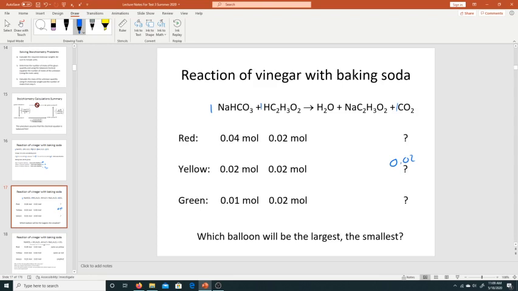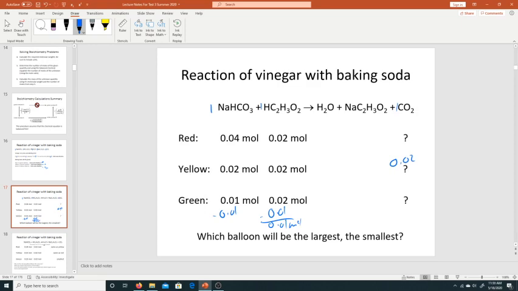Now what about the green one? What happens when I use up 0.01 moles of baking soda? If I use up all of this, how many moles of acetic acid am I going to use? Do I use up all of it? No, I'm only going to use 0.01 because I can only use as much as I have baking soda. So when this reaction is over, I should have some extra acid left. Namely, I should have 0.01 moles of acid remaining.